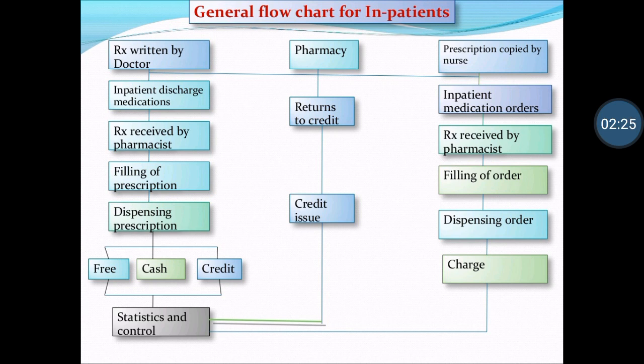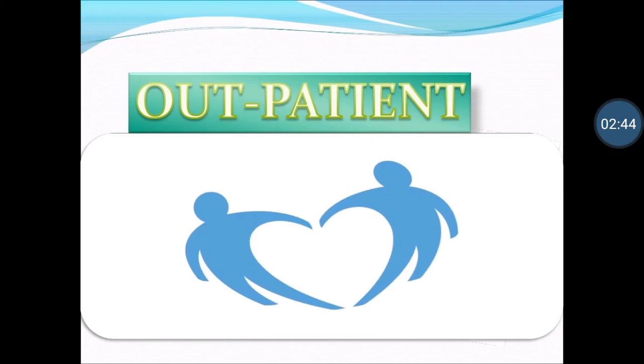Statistics and control can be made, meaning in one week how much medicine was sold, after 15 days or after one month how much medicine was sold, and compared across each of the 12 months. That is the comparison of statistics and control. So that is given for the big types of hospitals.